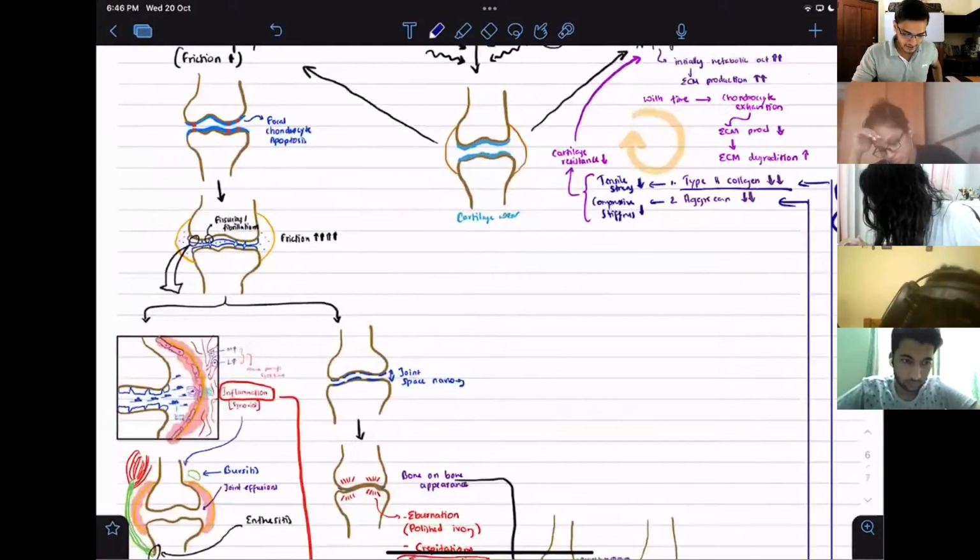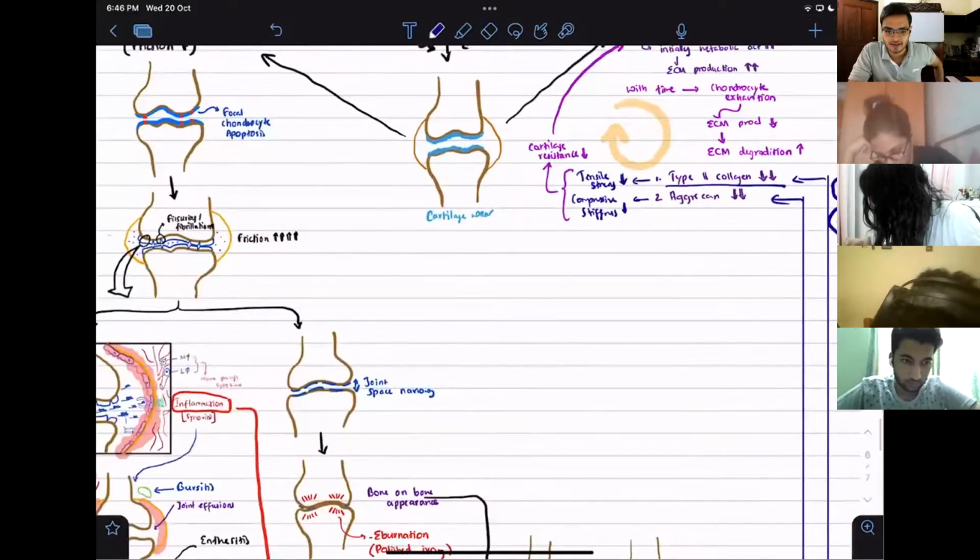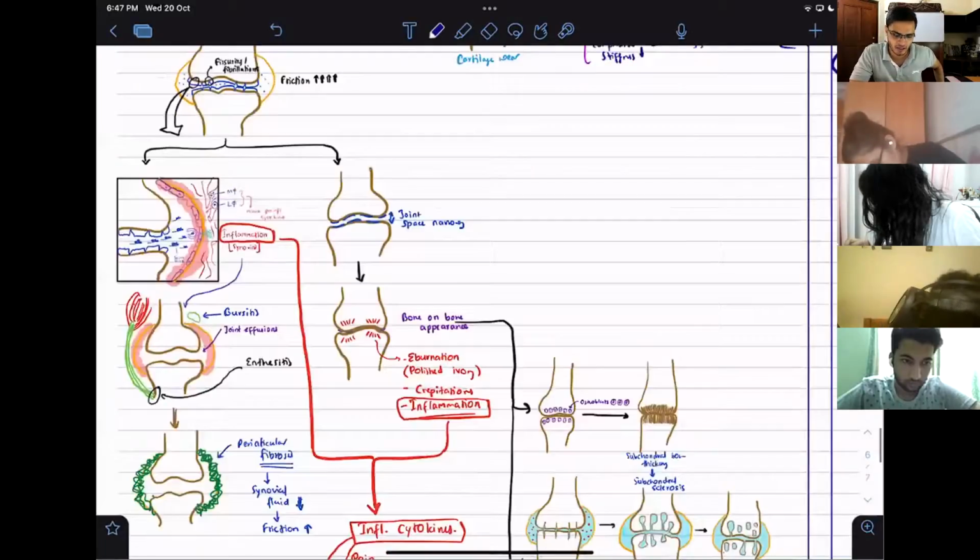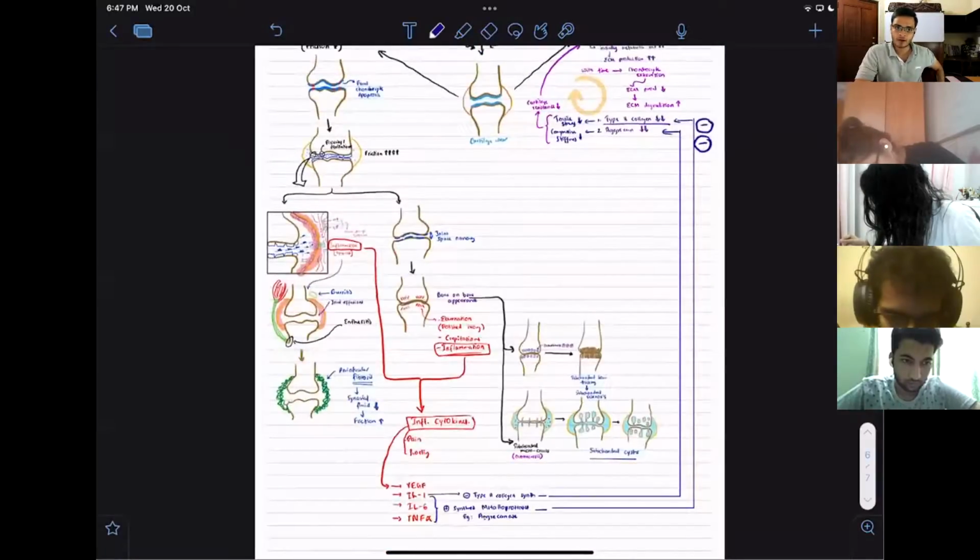Now the condition is getting a little bit serious, guys. Type 2 collagen synthesis inhibited, aggrecan production further reduced, because of this mechanism.